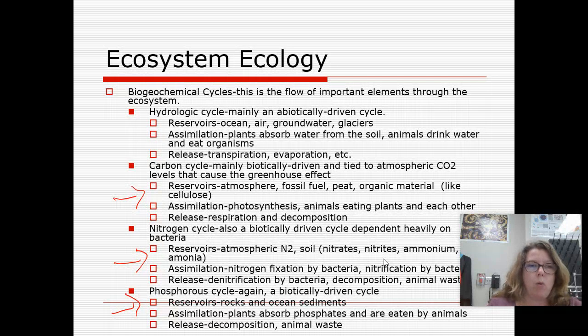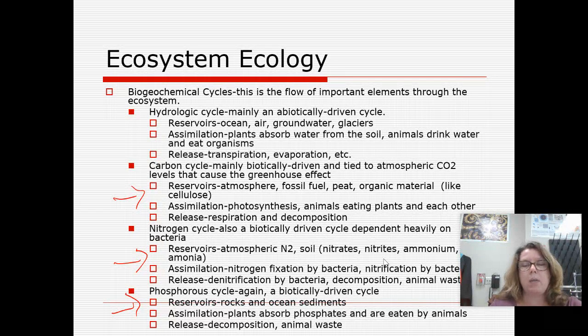Decomposition is also a way of moving nitrogen back into the atmosphere. Oh, and animal waste, right? Urine is a way that your body gets rid of excess nitrogen. It's a nitrogenous waste. And then we have the phosphorus cycle. This one's new.